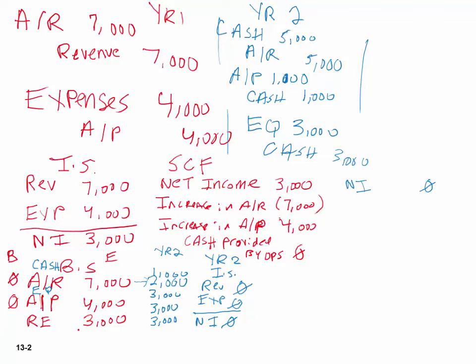Where'd my balance sheet go? Let me use up top. This would be the bottom. That's the top. Okay. The balance sheet was 7,000 in year one at the end. It is now what? 2,000, didn't it? So it did what? It decreased 5,000, right? So I'm going to put that decrease, 5,000.